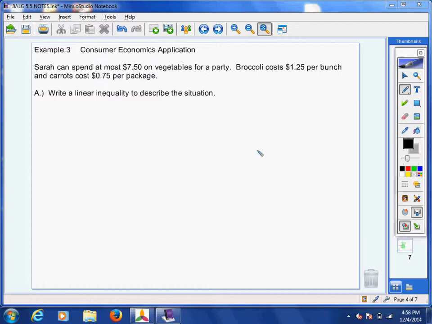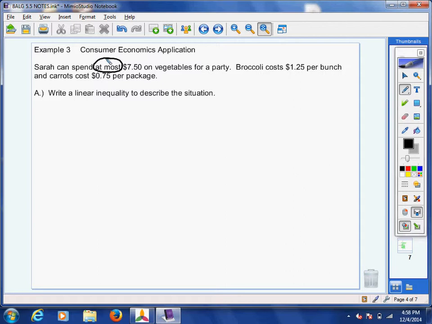Now, first of all, let me ask you a question. I know you heard me read that to you, and you read it to yourself. Were there 2 words that made you think this has to be an inequality? What 2 words? Can you circle those for me on your paper? Okay, I'm going to give you a second because I'm not going to tell you the answer right away. Hopefully you circled at most. At most indicates an inequality.